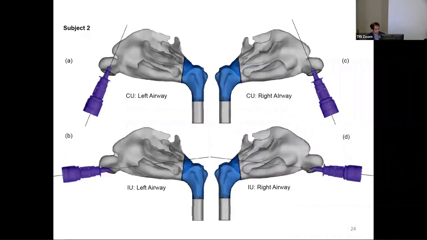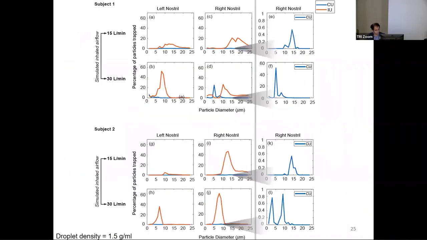So this is subject 1, this is subject 2. And these are some data that we have. The red lines are the ones for IU, the improved use. The blue lines are for the current use. As you can see, the red lines are doing much better. And these are just monodispersed particle tracking simulations. We have tested from 1 to 24 microns. But we'll come to that part. There is a great relevance for the particle size distribution.